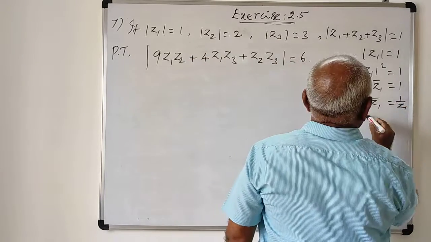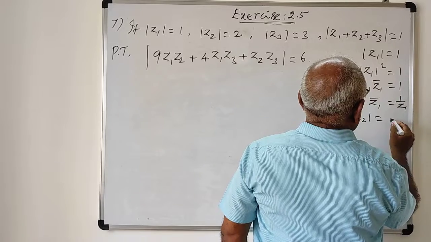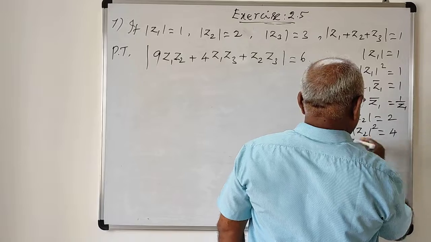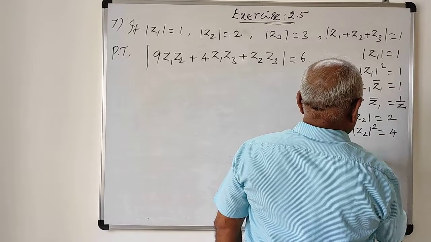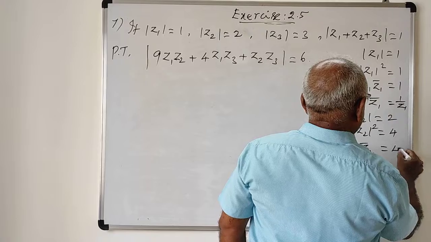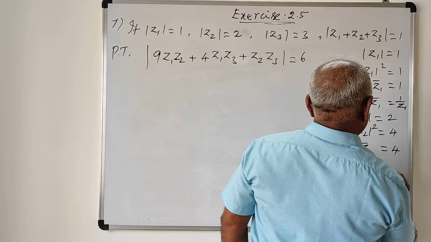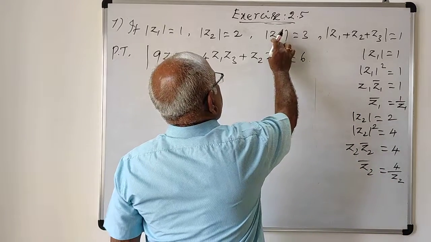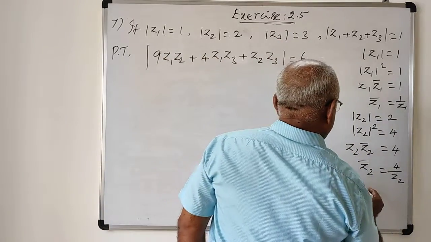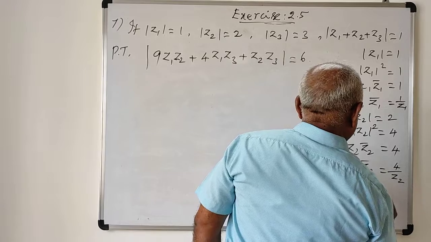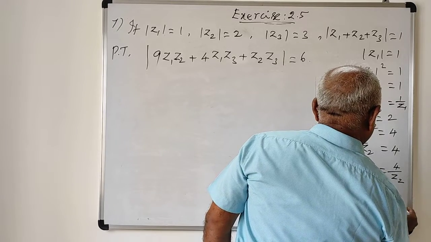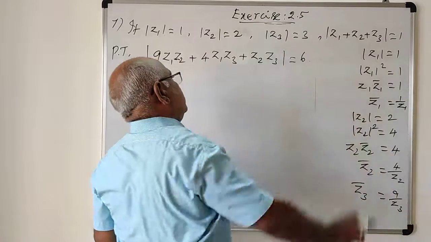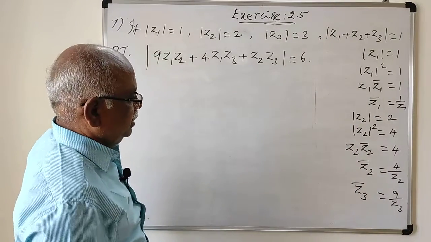Similarly, mod of Z2 equal to 2. Modulus of Z2 square, squaring both sides, is 4. This is also Z2 into Z2 bar equal to 4. So Z2 bar equal to 4 by Z2. Similarly, from the expression mod of Z3 equal to 3, Z3 bar equal to 9 by Z3. Similarly, we can prove by using this, Z3 bar is 9 by Z3.